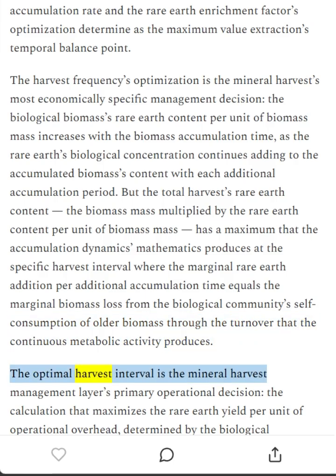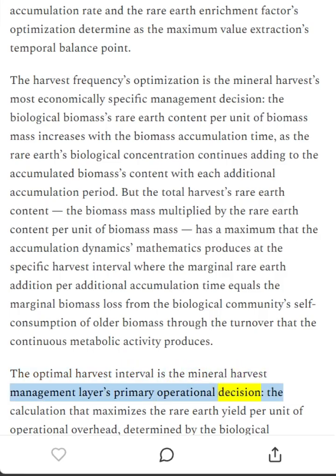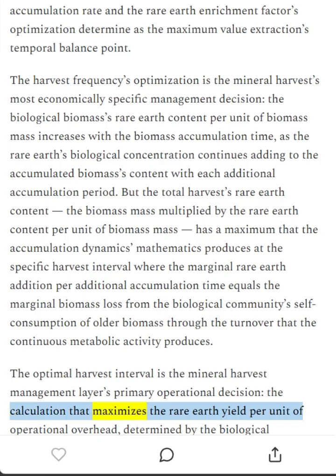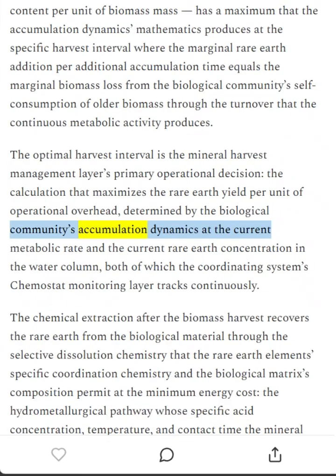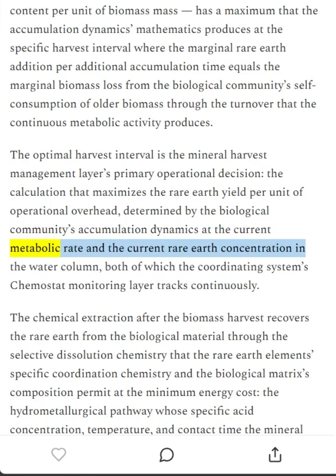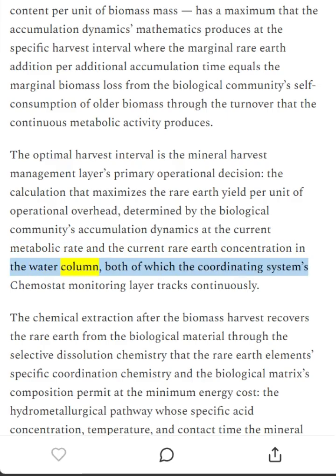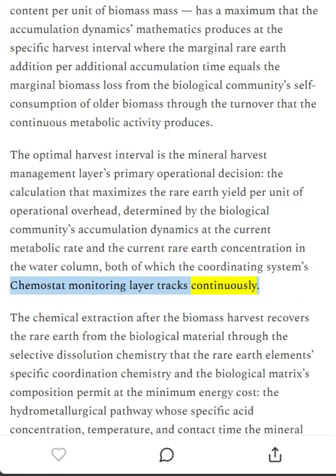The optimal harvest interval is the mineral harvest management layer's primary operational decision, the calculation that maximizes the rare earth yield per unit of operational overhead, determined by the biological community's accumulation dynamics at the current metabolic rate and the current rare earth concentration in the water column, both of which the coordinating system's chemostat monitoring layer tracks continuously.